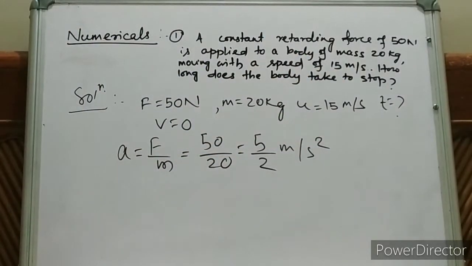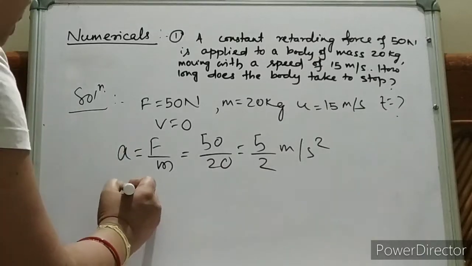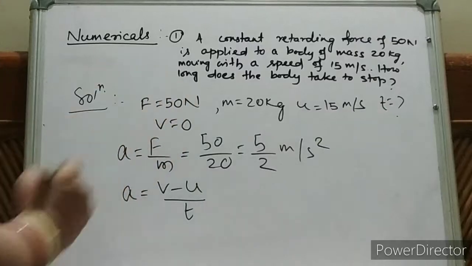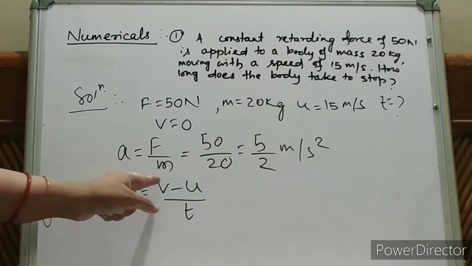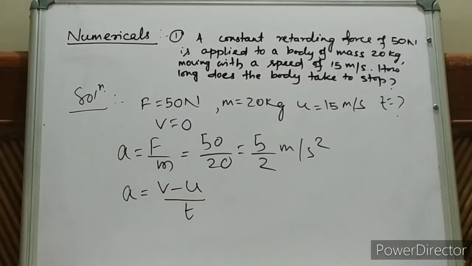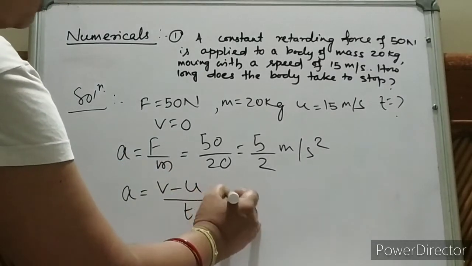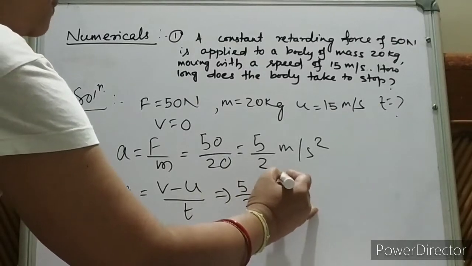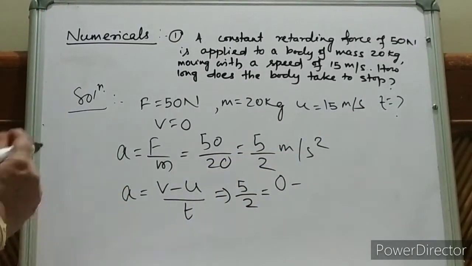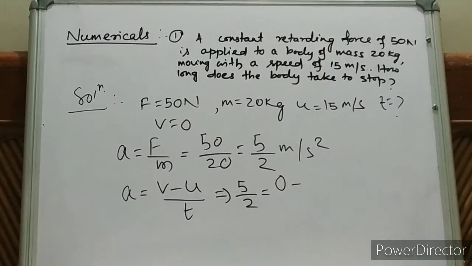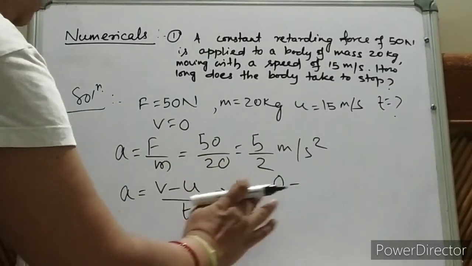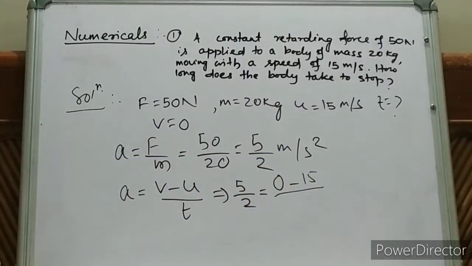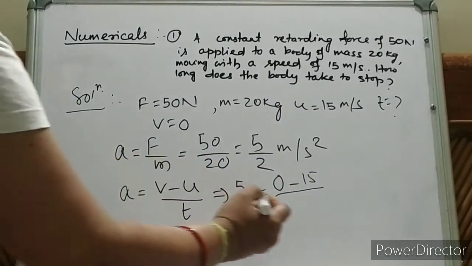Which formula to use? A is equal to V minus U by T. All the parameters we know except T. Easy to find out. Put the value of A, what we have calculated just now, 5 by 2. What is V? 0. What is U? 15. V minus U, divided by how much? T.